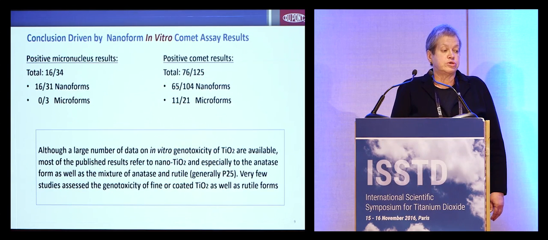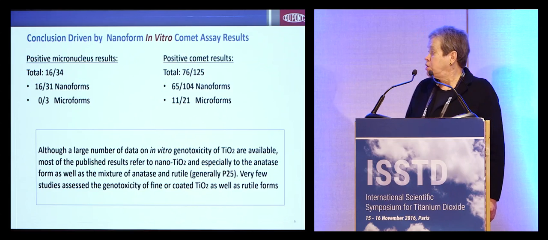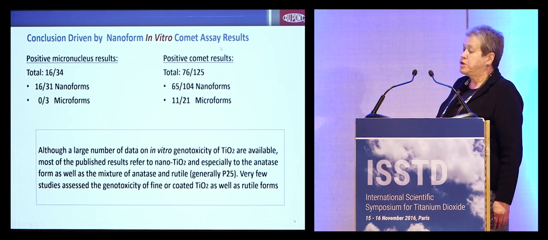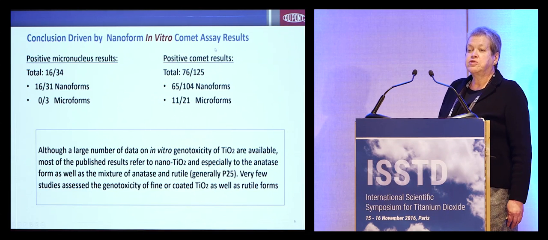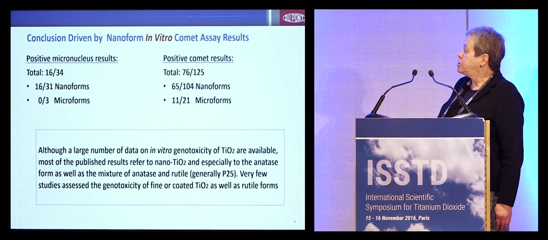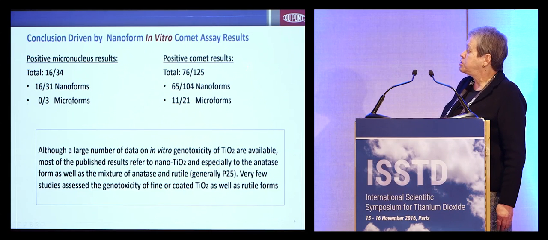The conclusion in ANSES' document was pretty much driven by the nanoform in vitro COMET assay results. This is a little bit my own conclusion, but I think it was also mentioned in the document. If you look at the COMET results, there were a total of 76 out of 125. 65 of these were nanoforms.